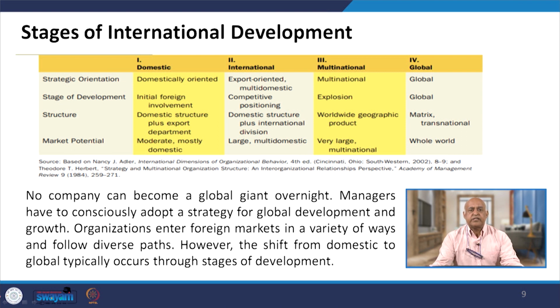No company can become a global giant overnight. Managers have to consciously adopt a strategy for global development and growth. Organizations enter foreign markets in a variety of ways and follow diverse paths. However, the shift from domestic to global typically occurs through these stages of development.